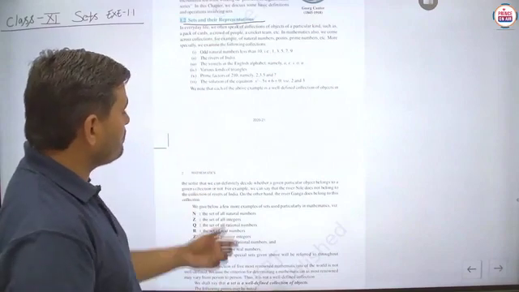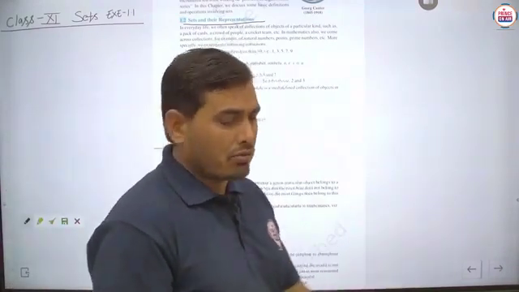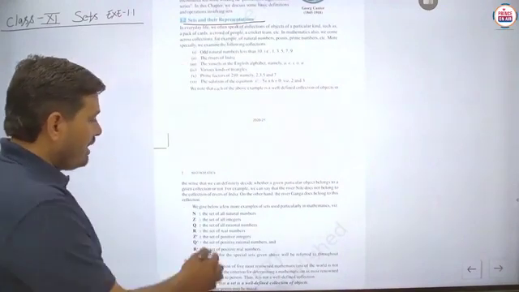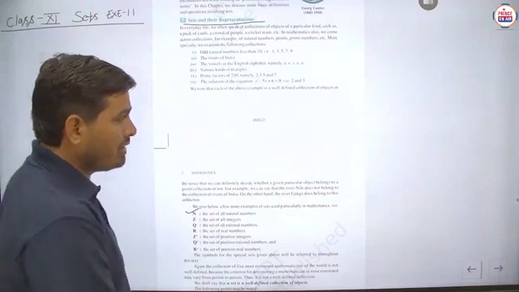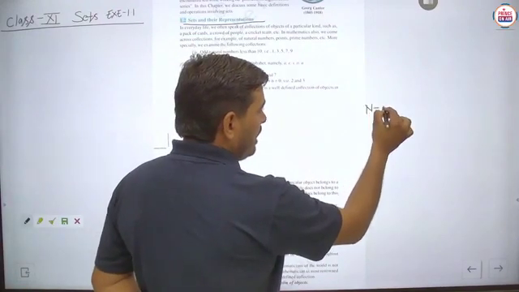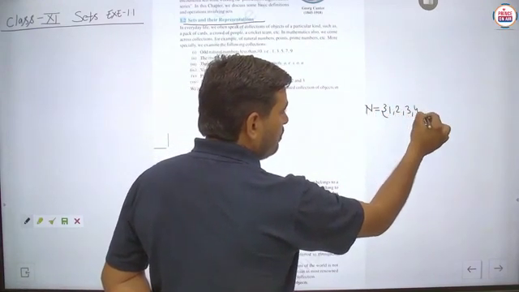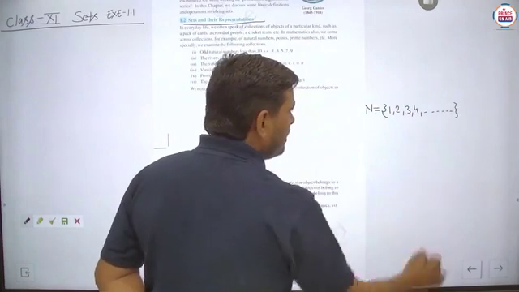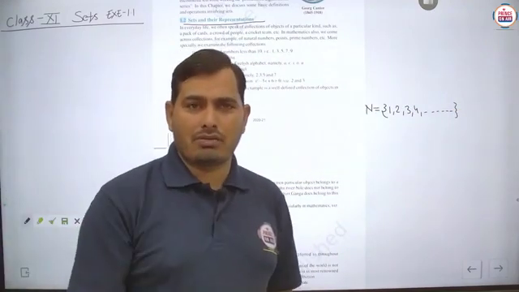Now after that, we discussed the basic types of mathematical sets. N is the set of all natural numbers, and I think each and every student knows very well that the set of natural numbers N is declared like this: 1, 2, 3, 4 and so on. This is the mathematical set we discussed in the last video.